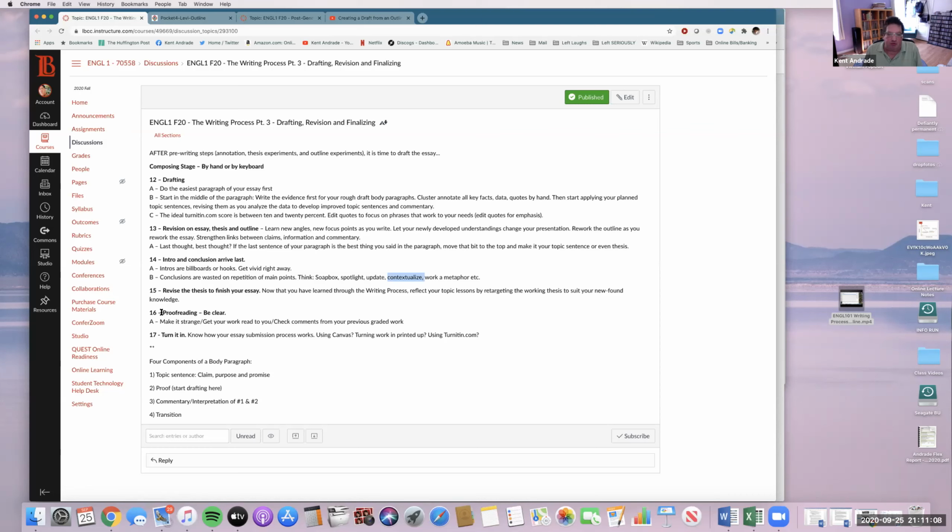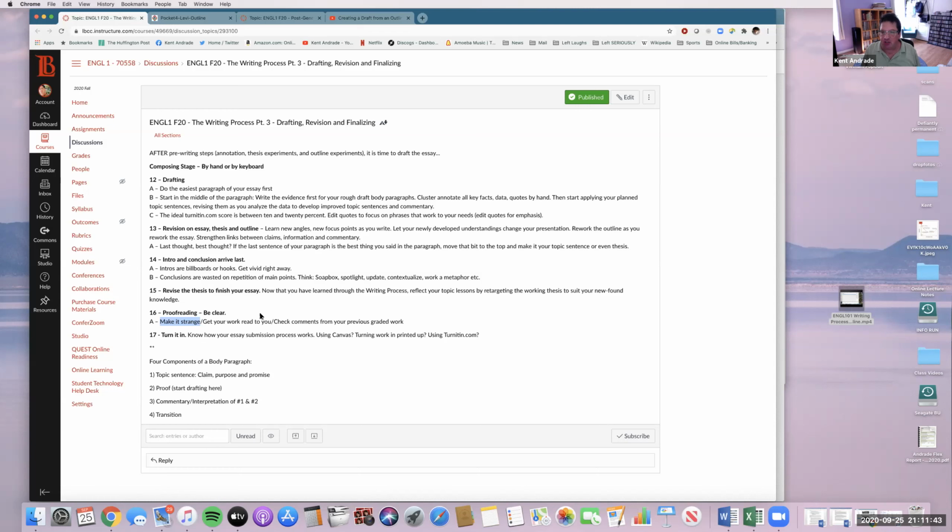Make sure that you proofread. Now, step number 16 is proofread, to be clear. My advice on this comes down to you've got to make what you wrote strange to you. It has to be experienced anew for you to catch some of the subtle things that you didn't catch when you would read it and read what you thought you wrote as opposed to what you actually wrote. We want to read what we actually wrote.